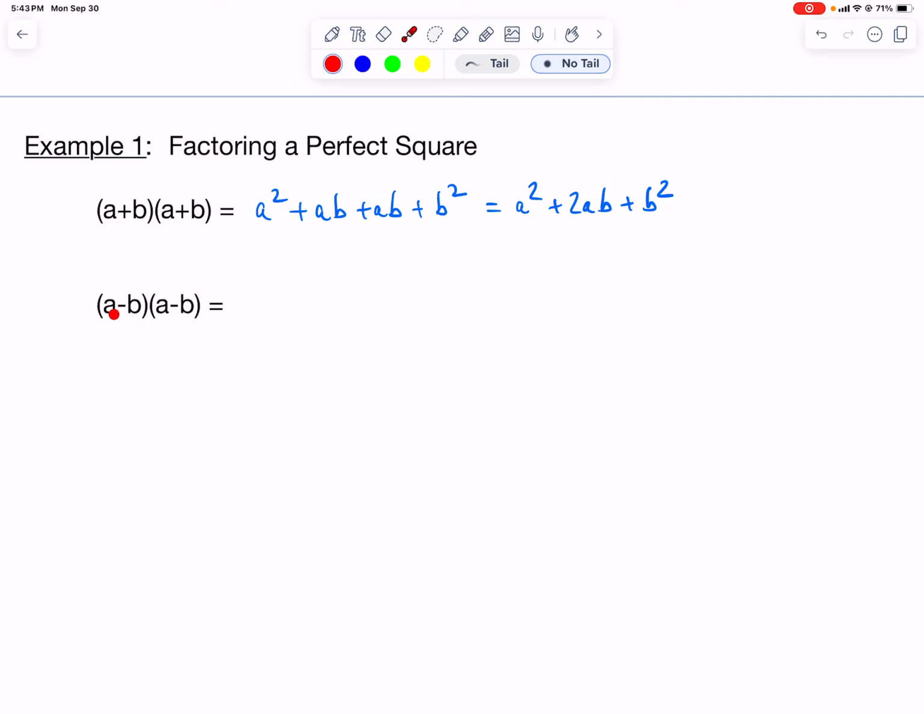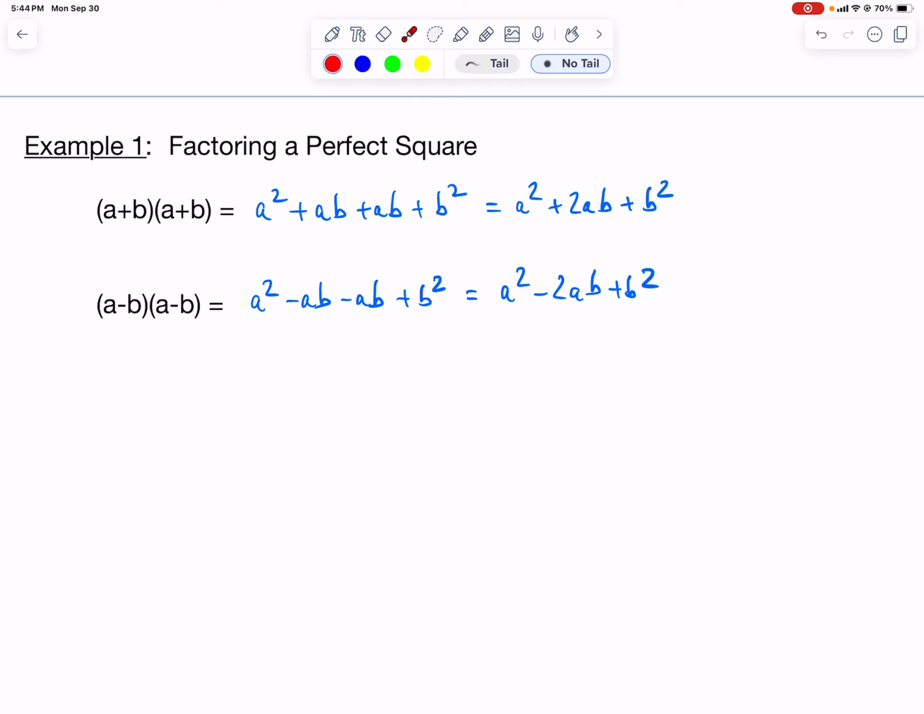So we're going to multiply the first term, and we get a squared, multiply the outer term, and we get negative ab. We're also going to multiply the inner term and also get negative ab. And then we're going to multiply the last terms. That's going to be b squared, right? Negative times negative is going to be positive. We get b squared. And if we add these like terms, what we end up getting is a squared minus 2ab plus b squared.